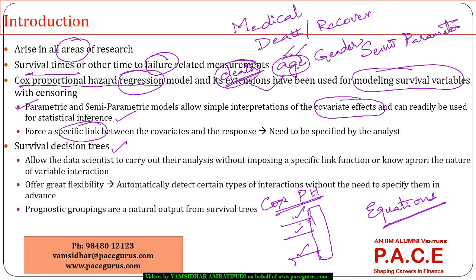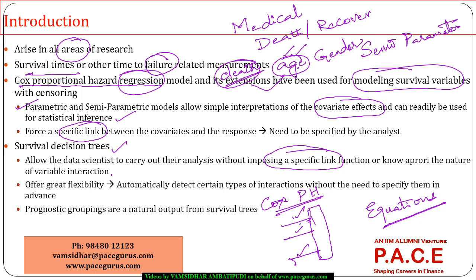So the Cox proportional hazard model is one such helpful thing, where a parametric and semi-parametric combination can be used. Whereas a survival decision tree, which is an alternative to the Cox proportional hazard regression model, allows data scientists to work without putting in any kind of link. Even if I don't know how age is related to the death of the person, or how gender is related to the death of the person, I don't need to forcibly fit any kind of link between the response variable and the covariates.